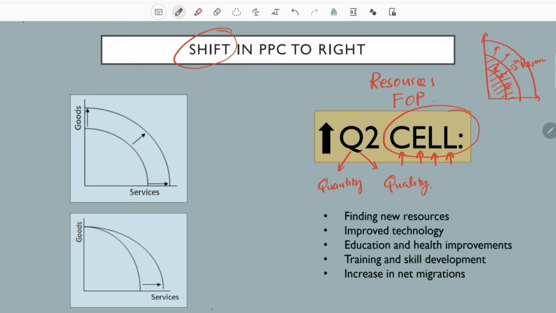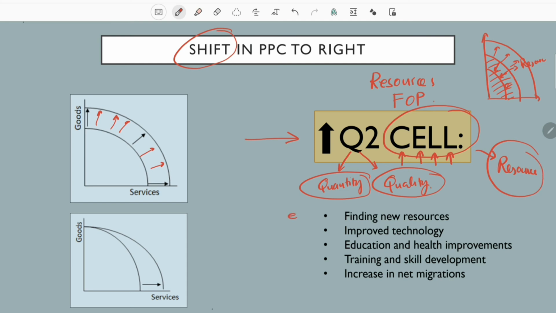So when you try to increase the quantity or quality of the 4 factors of production, we call it a reason for a shift in the PPC curve to the right. You can use this key term to remember this: increase in Q2 cell, increase in quantity and quality of the 4 factors of production would result in shifting the PPC curve to the right, because it will increase the amount of resources in an economy.